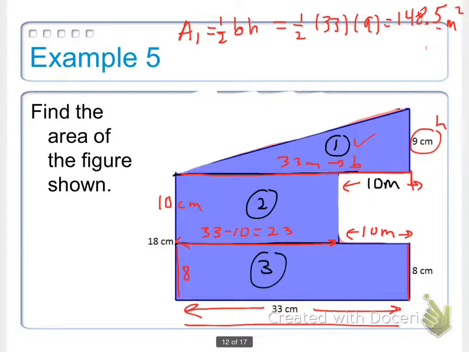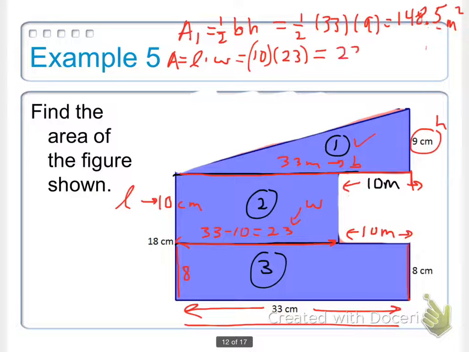Okay, so let's do area 2. The area 2 is a rectangle. The area of a rectangle is length times width. Well, I already said this is the length. This is the width of area 2. So I'm going to go 10 times 23, which is 230 centimeters squared.